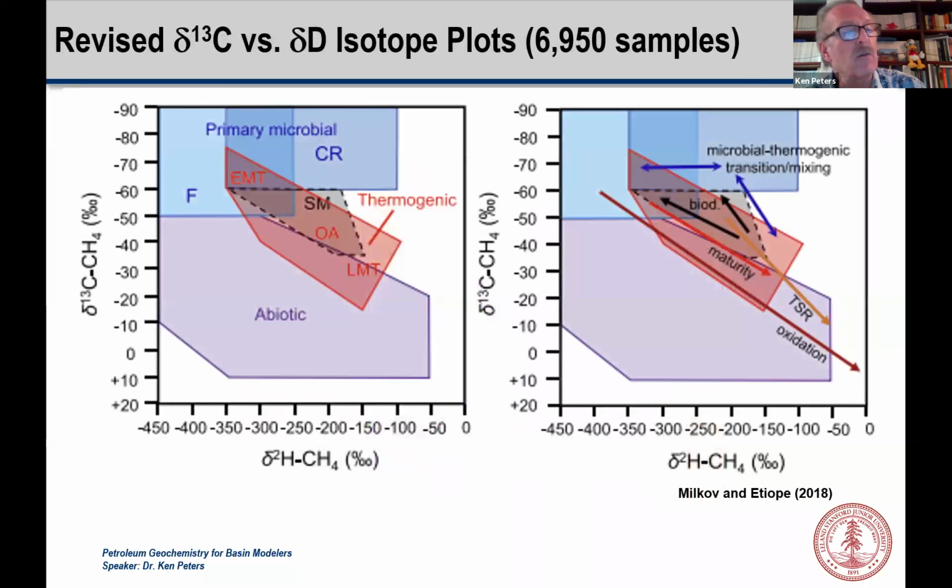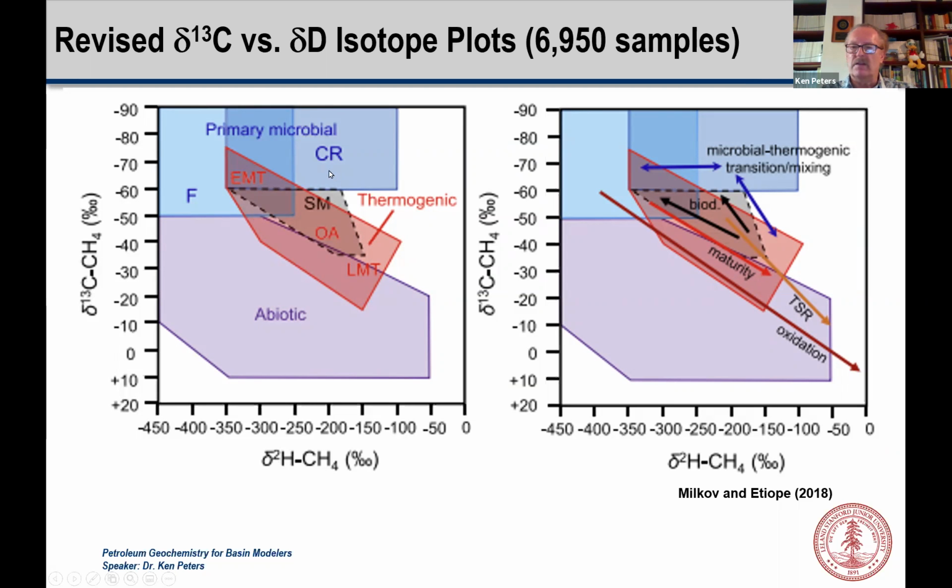Okay, now these are some figures from Milkov and Etiope in 2018, and these update some of the early work done by Martin Schoell. Alexei Milkov has published this very recently based on a larger sample set than was available to Martin Schoell. These are fields that can be used to help describe what kind of gas you may be dealing with. Here's the hydrogen isotope value of the methane, sometimes referred to as delta D, as in deuterium. Deuterium has a mass of 2. And here's the carbon isotope value of the methane, and you can see we can distinguish these different zones. These are revised genetic fields.